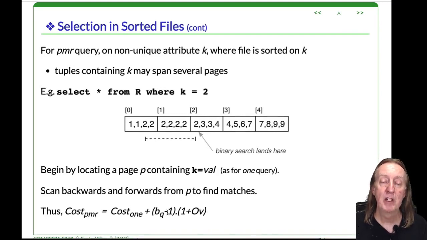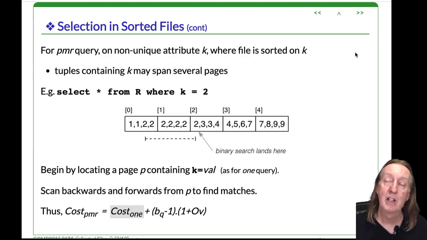And you notice there's -1 here. Why do we do 1 less than the number of pages that contains matching tuples? Well, because the initial page containing a matching tuple was actually found in this step, so we've already accounted for reading that. But then we have to read all the other pages, or all the other buckets, if you like, that contain matching tuples. If we didn't have any overflows, then we just throw that term out. We'd simply have BQ - 1.